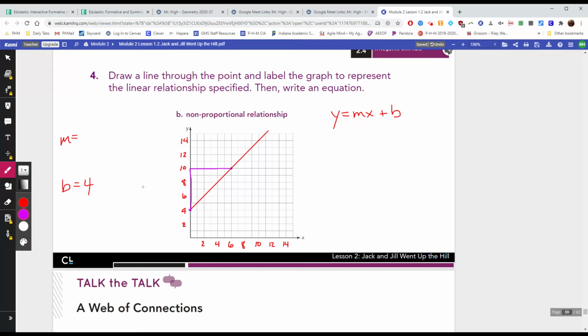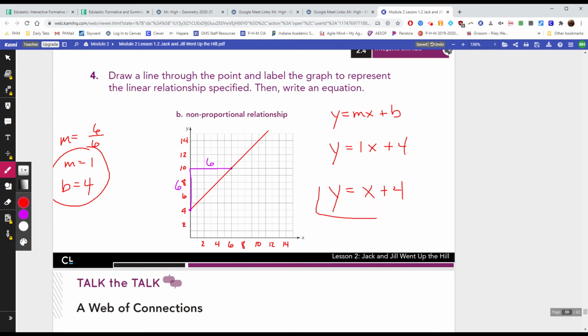So this was 4 to 10. That would be 6 units. And then I went over 6 units also. So my slope would be 6 over 6, which just simplifies to 1. So here are the two things I need for my equation. Y would equal 1x plus 4. Anytime you have a 1 as a coefficient, you can just get rid of it and just say it's x plus 4. So y equals x plus 4.